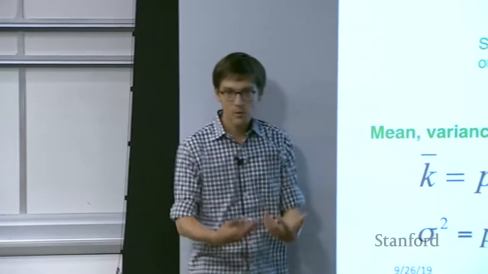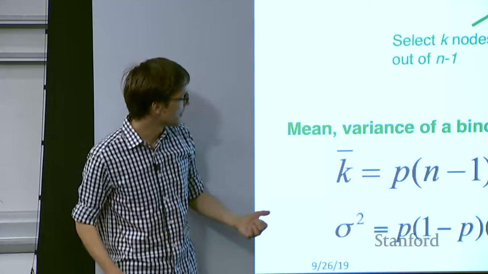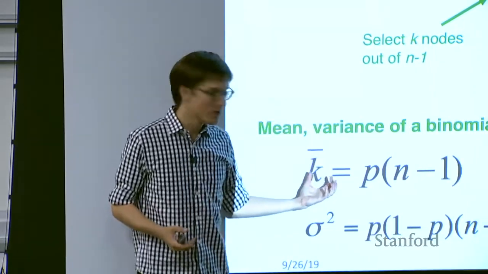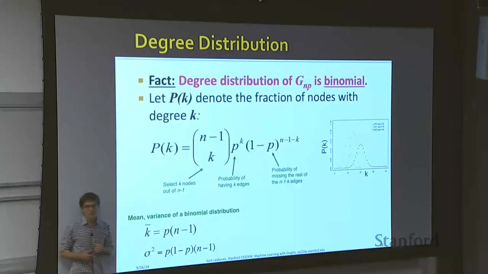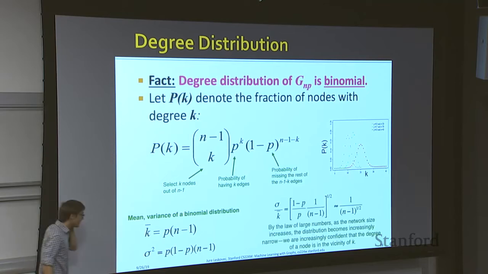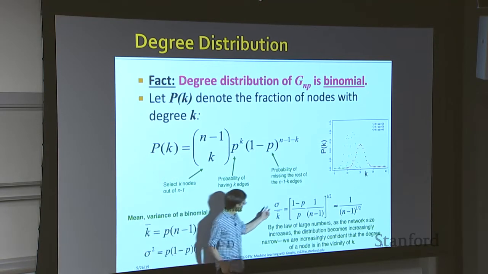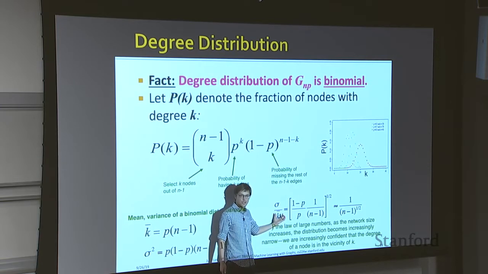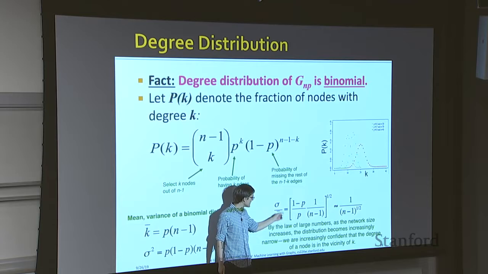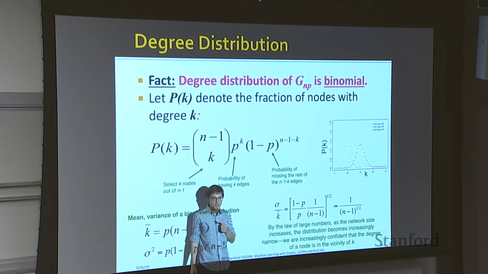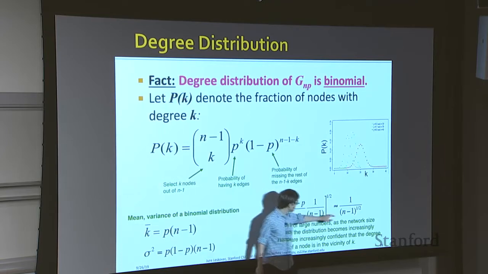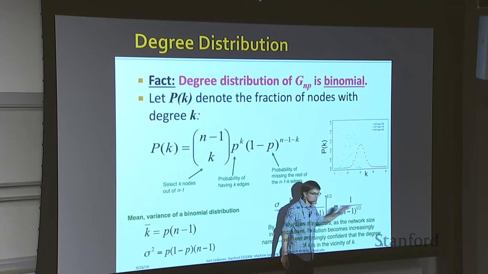The first thing is, what's the mean of a binomial distribution? It is just p times n minus 1. Right? So basically, the mean or the average degree will be p times n minus 1. And here's the expression for variance. The reason I'm showing you this is that you can then ask, how does the variance change as a function of the average degree? So you can measure variance in terms of the average degree. And if you compute this, you see that this ratio has the value of 1 over square root of n.